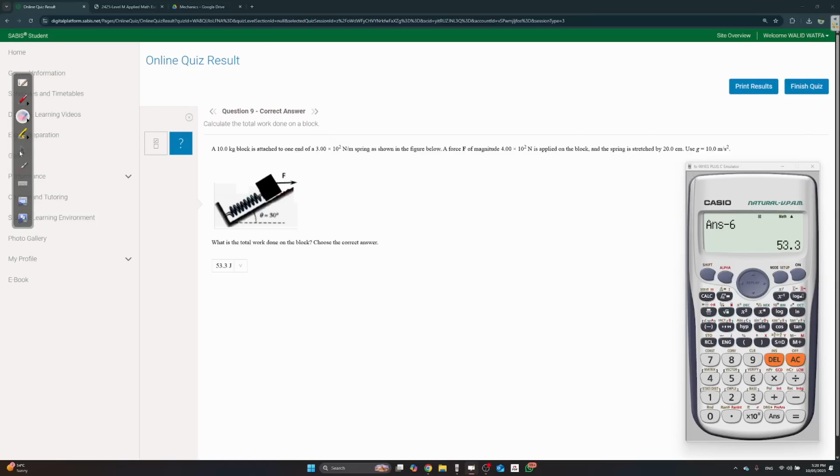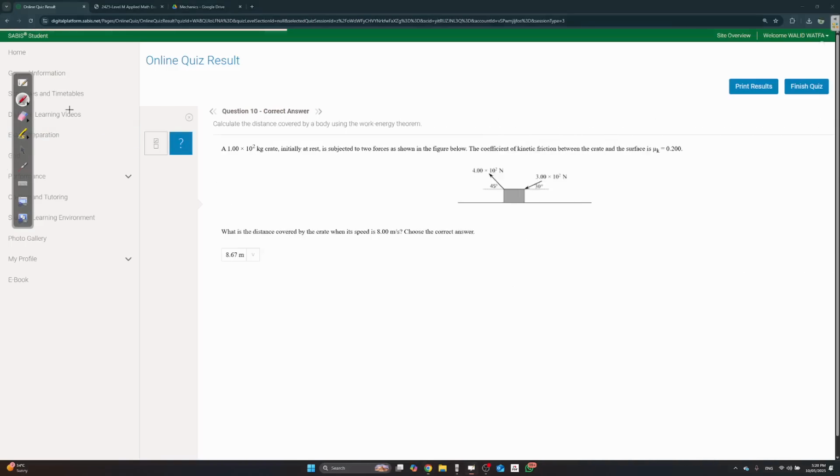Moving on. Question 10. So, this question here, it's interesting. You have the mass of the crate over here, and you have these two forces in the diagrams. So you have this force acting 30 degrees like this, and this force acting 45 degrees upwards. They're saying the coefficient of kinetic friction is 0.2. What is the distance covered by the crate when its speed is 8 meters per second?